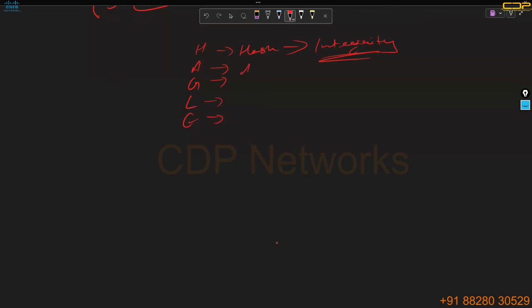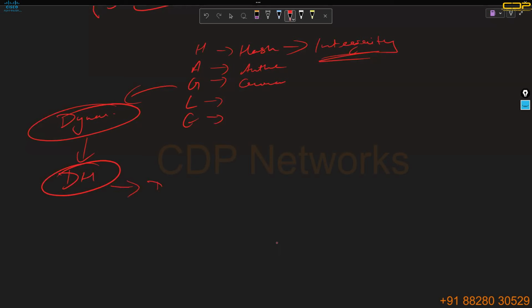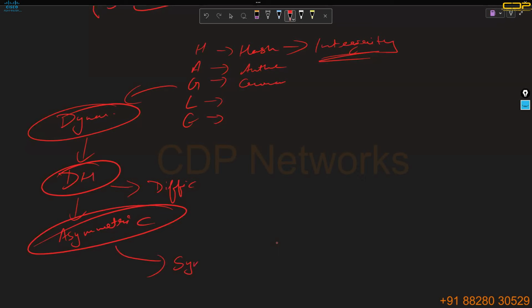Okay, no problem. Another thing, we have the authentication, then we have the group. Here in this group, now we use one dynamic key generation thing. That is your DH. We generally call it Diffie-Hellman. This Diffie-Hellman is asymmetric. But the output that comes from this will be symmetric, and this symmetric will be your secret key.